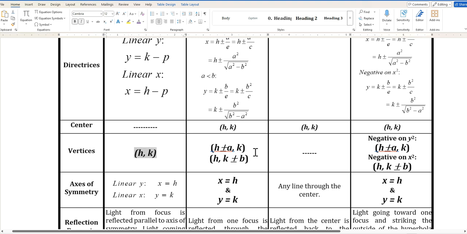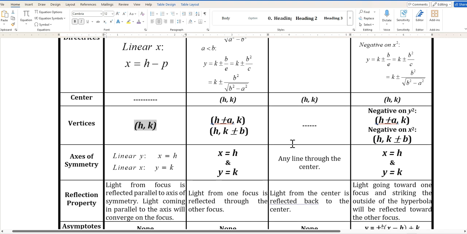If we call the leftmost and rightmost points and the topmost and bottommost points on an ellipse vertices, then these are the coordinates for that. h plus or minus a, comma k will be the left and rightmost points, and the top and bottommost points will be h, comma, k plus or minus b. Again, I'm always associating a with x and b with y, and h with x and k with y.